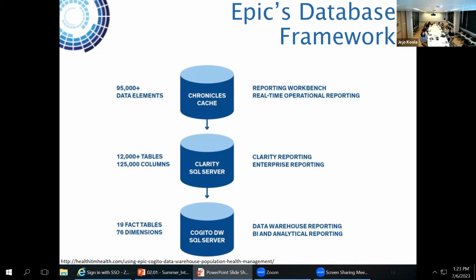So one is called Chronicles. Chronicles is the system that is more real time. So when the doctor or the nurse, whomever, pulls up the Epic software, whatever they see on the screen, that software is interfacing with Chronicles to get information about you and display it to the provider. There's a second layer called Clarity.